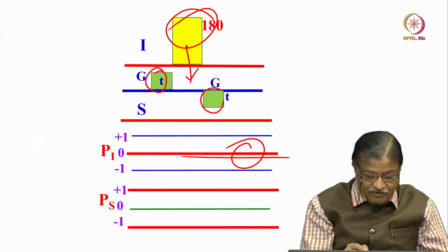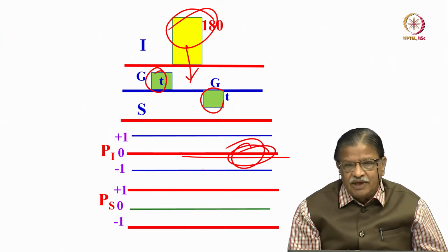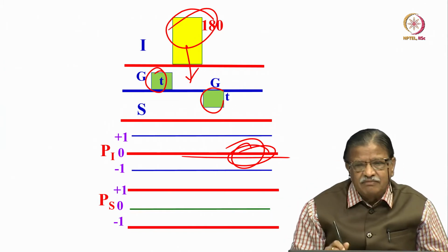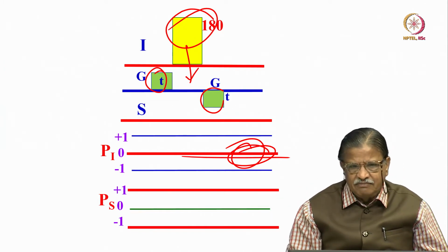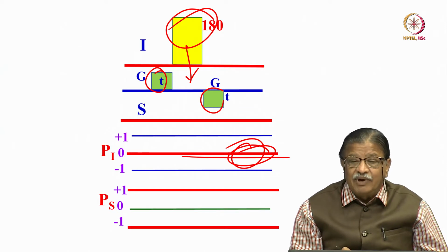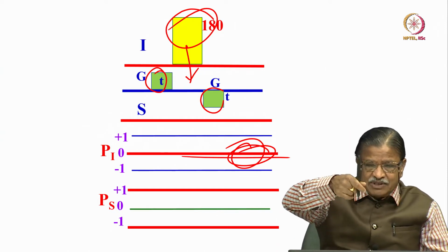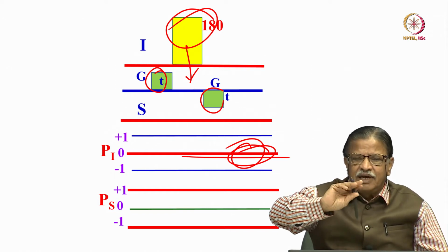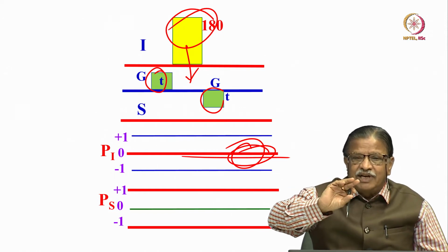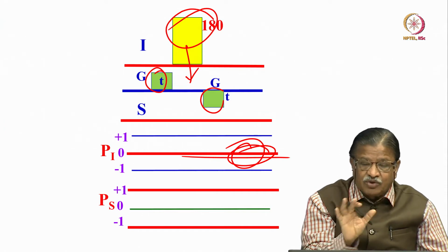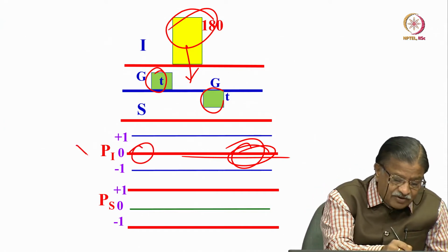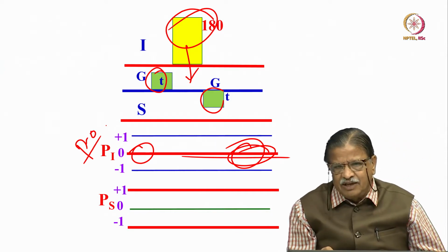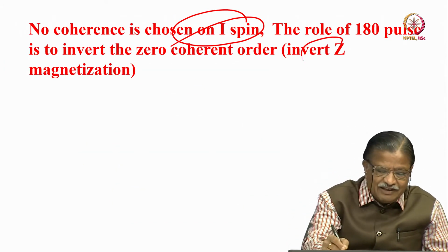What is it when it is a 0 order? What is the meaning of 0 here? 0 means it is magnetization along the Z axis. It is Z magnetization, plus Z. So what does the 180 do? The magnetization which was along Z, it will reverse it. It will make it minus Z. Z magnetization becomes minus Z now because of the 180. Although there was no coherence order chosen, the coherence order p equal to 0 pertains to Z magnetization. That is what I was telling you. So it will invert the Z magnetization.